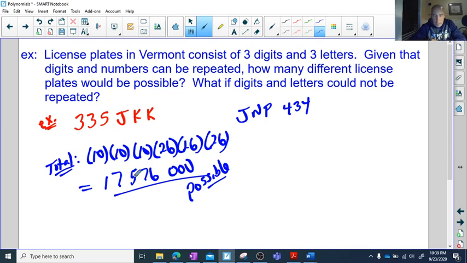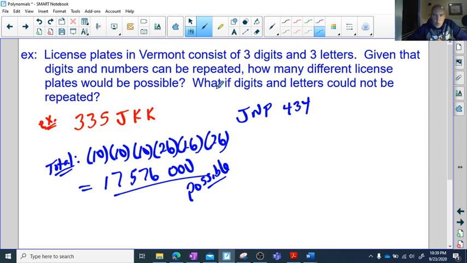You're still going to get that. So in New Brunswick, on our system, we could have a possible 17,576,000 license plates. In the province of New Brunswick, we have approximately 750,000 people. I think having 17.5 million license plates will suffice. So that system would work.